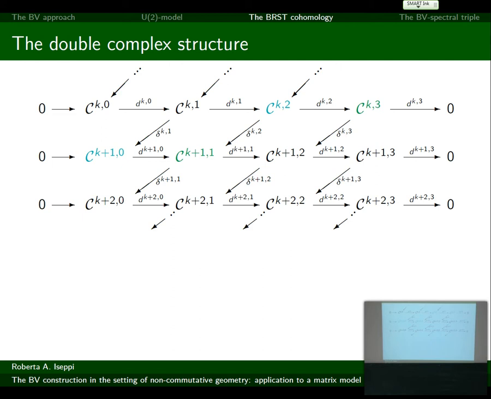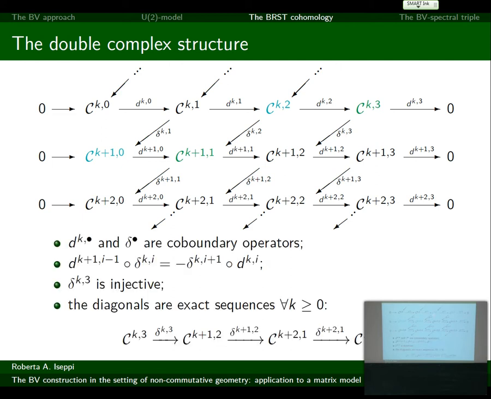So as I said, this is a double complex precisely, so then of course the operator here, the coboundary operator, and for what concerns the squares, they are anti-commuting, and this is why a minus sign appears here. Of course, this map is injective, but the interesting part is that if we take the diagonals, with one term more, so this full sequence with 4 terms, this is an exact sequence. So we had already found this relation at the level of cochains between the BRST and this generalized notion of Lie algebra, but what happened at the level of cohomology groups?